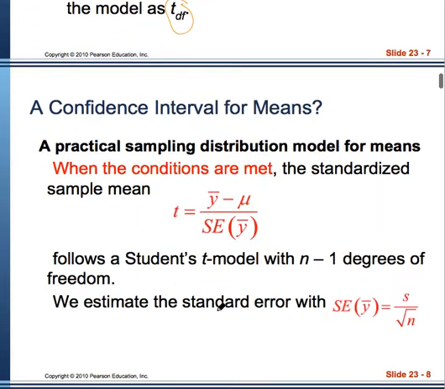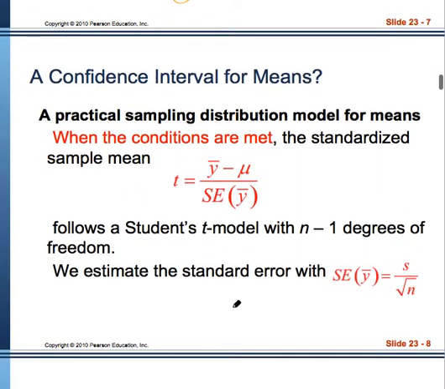Okay, so first of all, let's talk about what our confidence interval is going to look like. When the conditions are met, and we'll talk about the conditions a few slides later, this is what is going to be the standardized sample mean. We have the difference in the mu's, the mean for the sample and the mean for the population, and then we have our standard error.